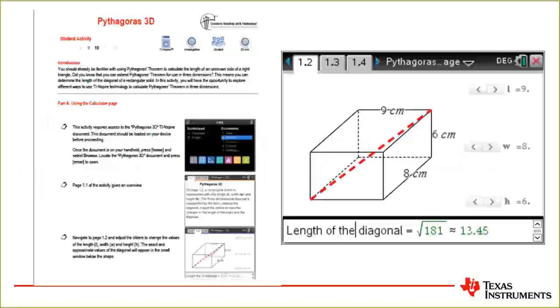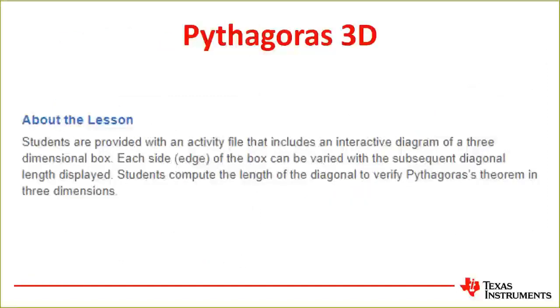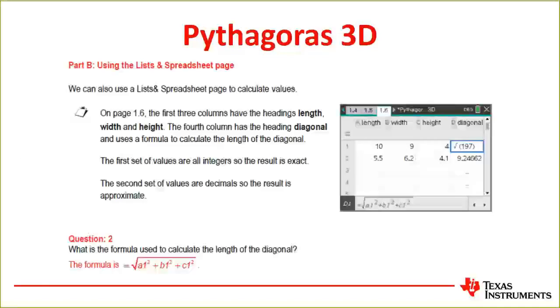If I take you back to the previous slide, you can see there we've got our three-dimensional box, with length, width and height. You'll also note that on the screen you have sliders that you click on, and that allows you to change the dimensions of the box. You get an immediate update on the screen with regards to the length of that diagonal, which you get in exact form and also in floating point decimal form. So students are to compute the length of the diagonal to verify Pythagoras' theorem in 3 dimensions.